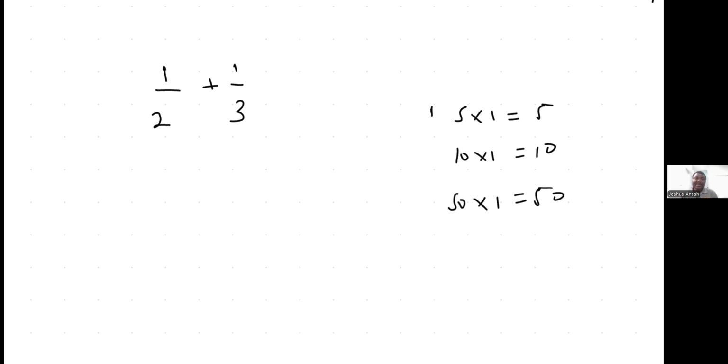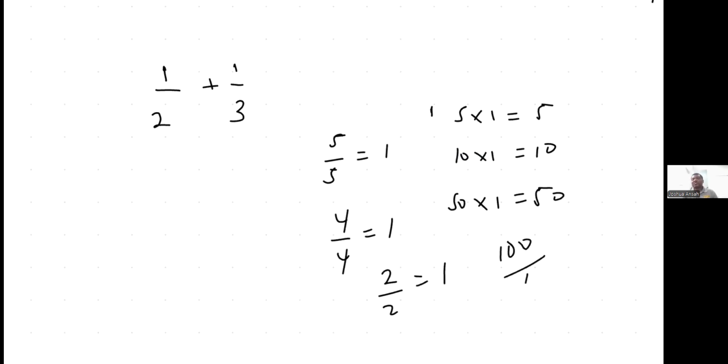And then any number that you divide by the same number, the result is 1, right? I hope you know this already. 5 divided by 5 is 1. 4 divided by 4 is 1. 2 divided by 2 is 1. 100 divided by 100 is 1. So we are going to use this mathematical principle to change the fraction.